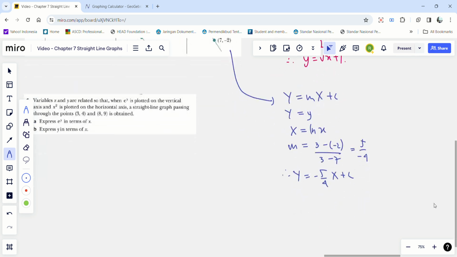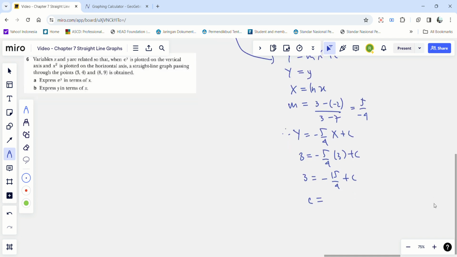Then same thing, I'll plug in the values: 3 equals negative 5 over 4 times 3 plus c. So I got 3 equals negative 15 over 4 plus c, so c equals 27 over 4. It means Y equals negative 5 quarters X plus 27 quarters.